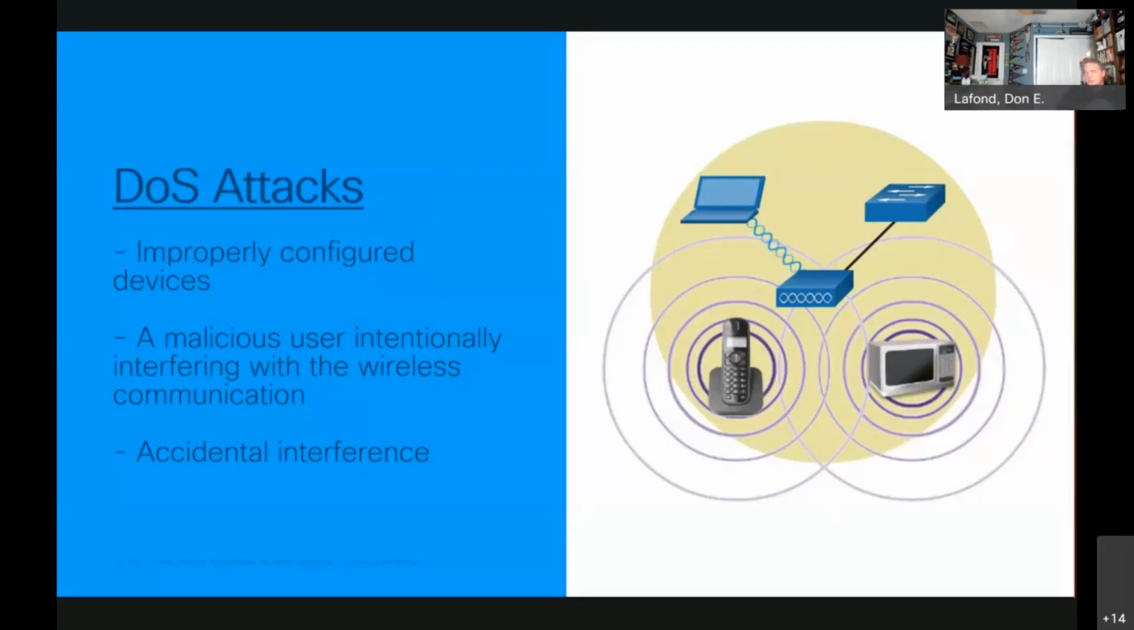Accidental interference, we all know it can happen. Our wireless local area networks are prone to interference from other wireless devices. And these devices can be things like microwave ovens, baby monitors, cordless phones, and even more. The 2.4 gigahertz radio frequency is the most interference-prone wireless band.